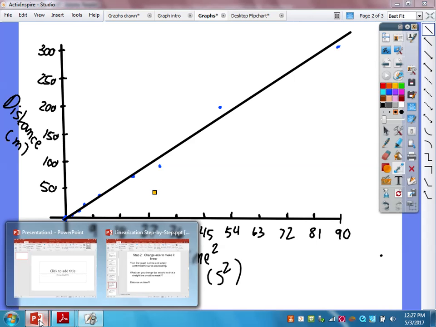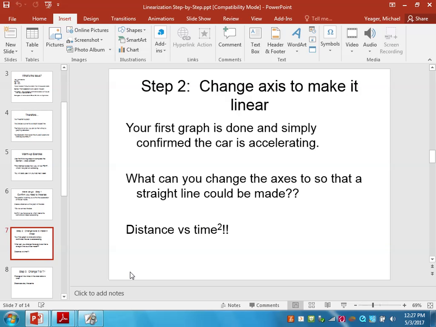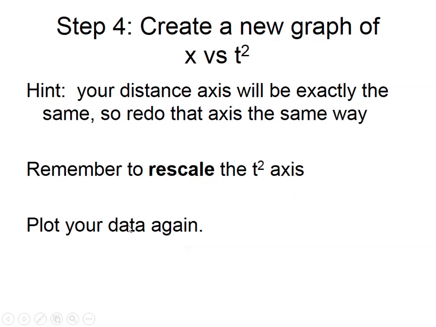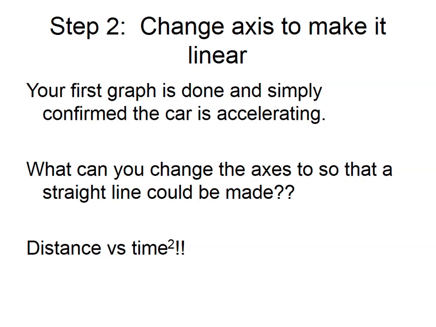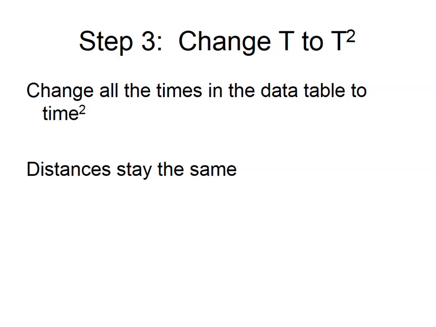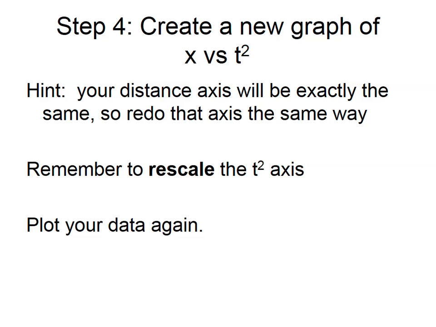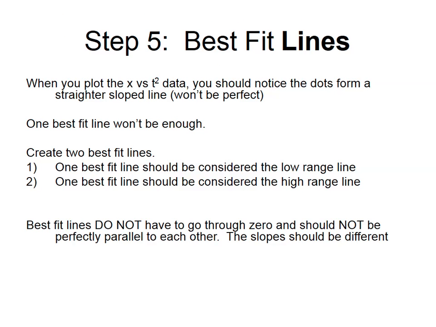If I go back to the PowerPoint, we changed it. Oh, skipped a step. So we actually have done a lot of steps here all of a sudden. We changed the axes to distance versus time squared, which means I change all my times to time squared, but my distances don't change. Nowhere in the formula or anywhere else did it say to change the distance. You create a new graph, x versus t squared. You rescale the t squared axis, and then you create your best fit line.